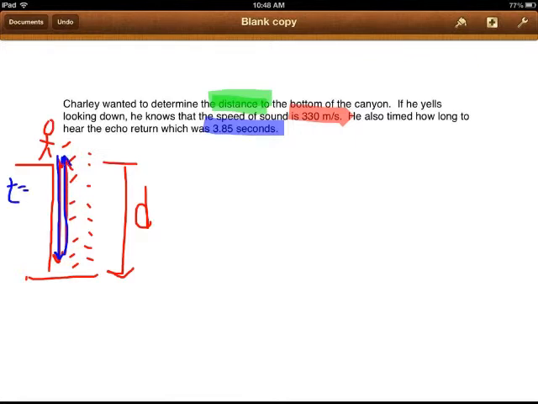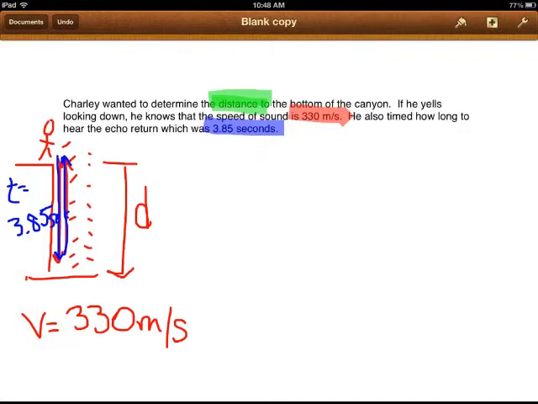Time is 3.85 seconds. And we know velocity of sound is 330 meters per second. So what do we got? We got the time to go down and up. We're wanting distance, and we know velocity.